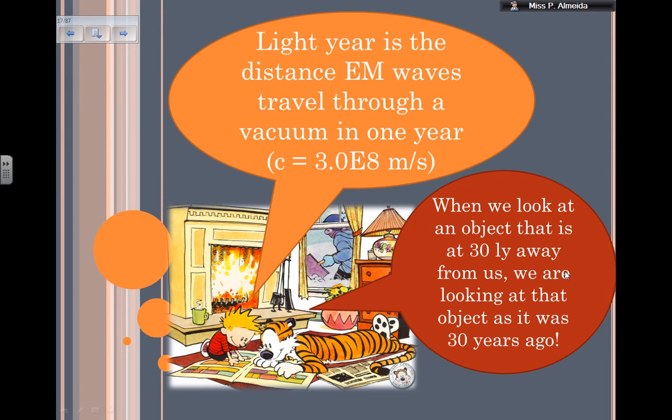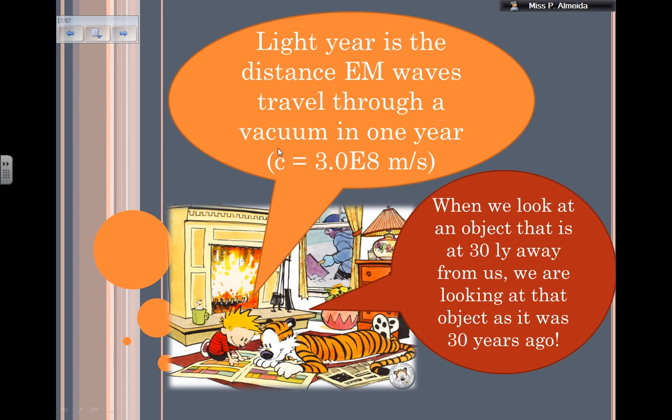Now, light year is actually a measurement of distance, okay? So we say year, which is time, but it is actually, as I told you, the distance that light travels in 1 year, okay? So a light year is the distance that light or any electromagnetic wave travels through vacuum in 1 year.